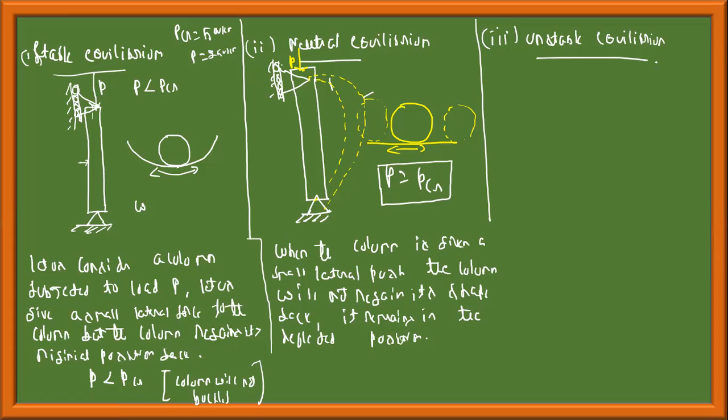Generally, it is a geometric instability. So even with this load P equal to PCR, this is well below the yield point, that is, well within the elastic limit. So even though the load is within the elastic limit, this column will buckle. That is called buckling. Now, unstable equilibrium.